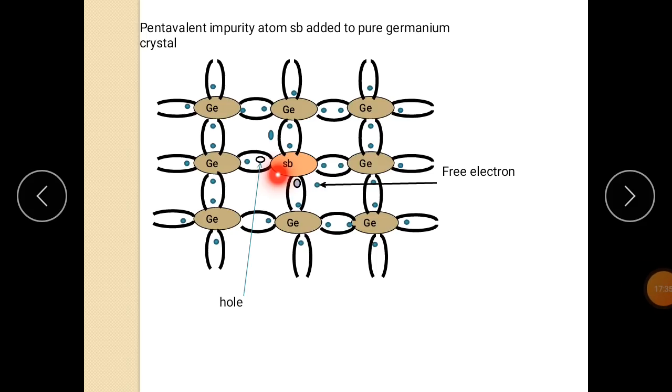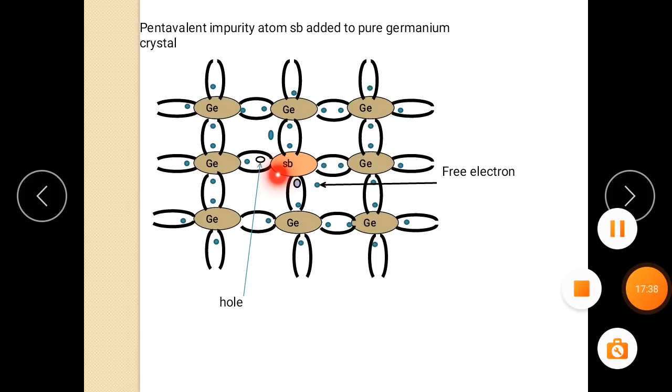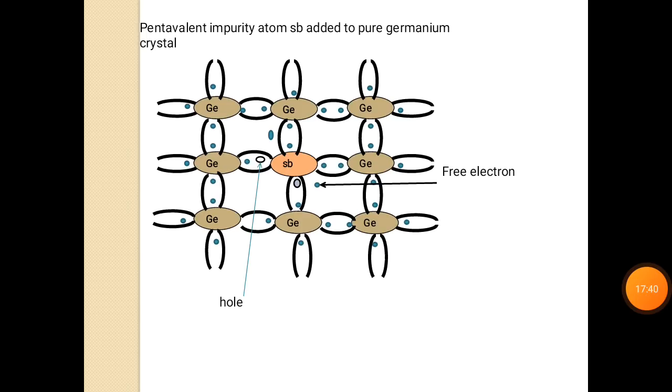Then out of 5 valence electrons, only 4 valence electrons form the covalent bond with the adjacent germanium atom, while 1 electron remains free. Hence, it can be easily excited from the valence band to the conduction band by the application of an electric field or an increase in its thermal energy.